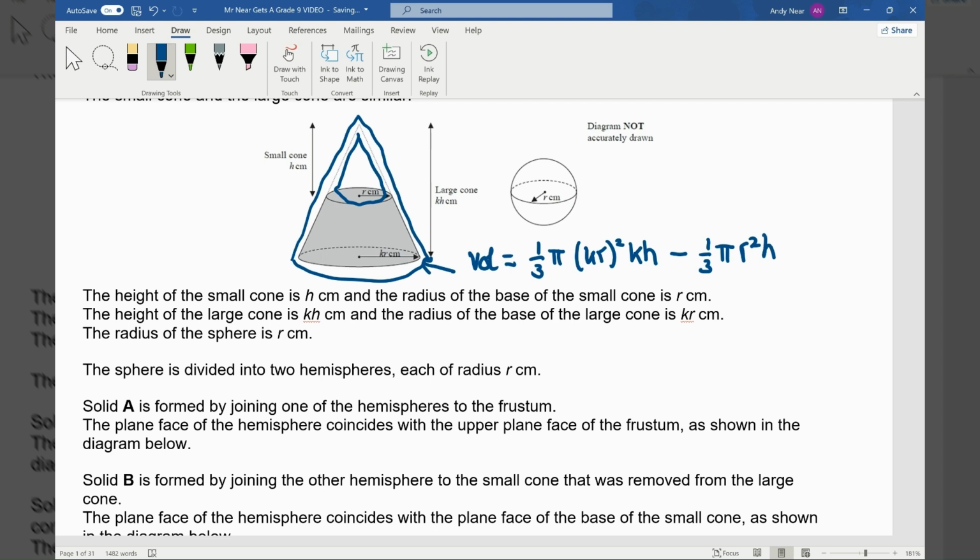That's 1/3 times pi times its radius times its height. Now, I can tidy that up a little bit because this first one is 1/3 pi. The k and the r are both squared, so that becomes k squared r squared, times this k gives me k cubed r squared h, minus 1/3 pi r squared h. Now, these two terms have a lot in common. They both have 1/3, they both have a pi, they both have an r squared, and they both have an h. So I can factorize that out.